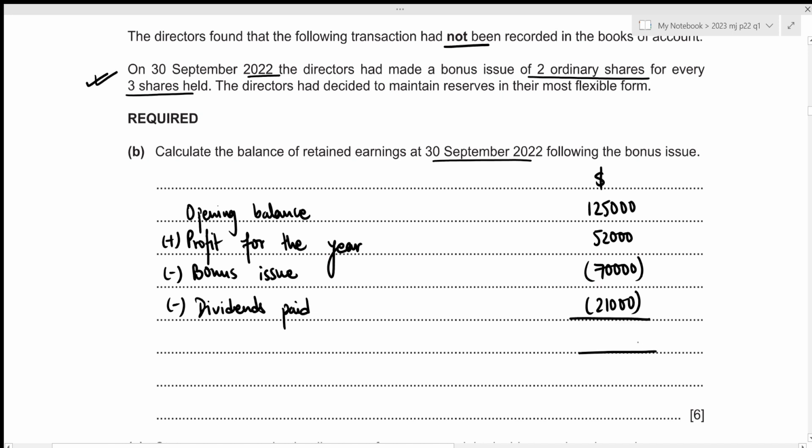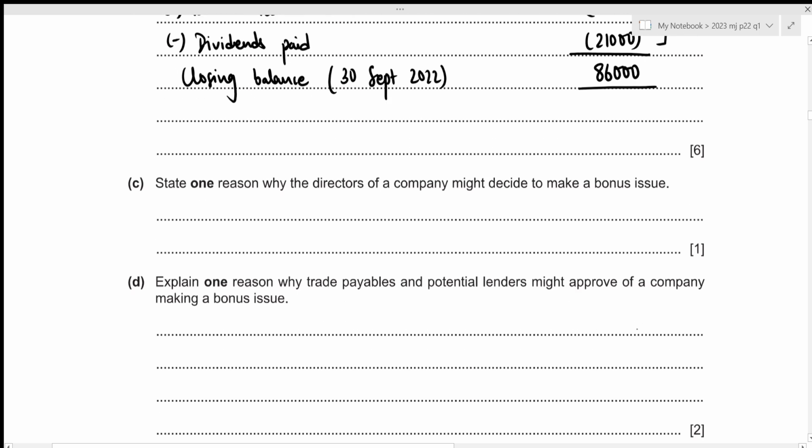So we can just move towards figuring out the closing balance. And this will be at the date of 30 September 2022. That's 125,000 plus 52,000 minus 70,000 minus 21,000, which results in 86,000. That's all for the second part. Let's move towards the third one now.